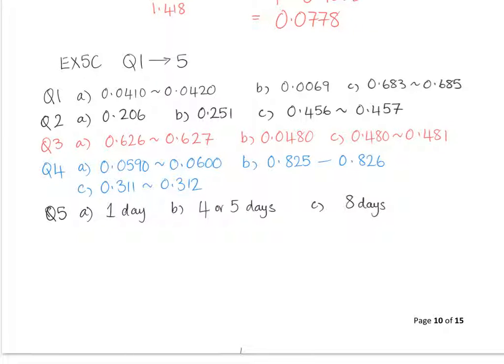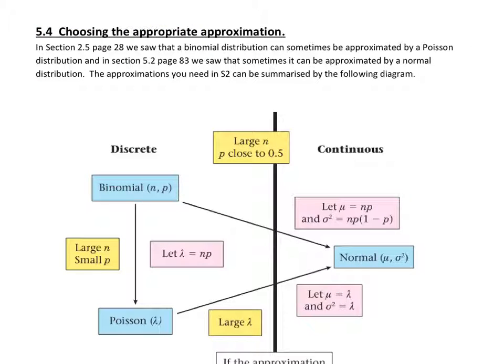Okay, let's move on to which approximation you should actually use. And we've got a nice table here that takes you through it systematically of when you should be using what approximation. So we saw in booklet 2, section 2.5, that the binomial can sometimes be approximated by a Poisson distribution, and in section 5.2, in the previous lesson, we saw that sometimes it can be approximated by a normal distribution.